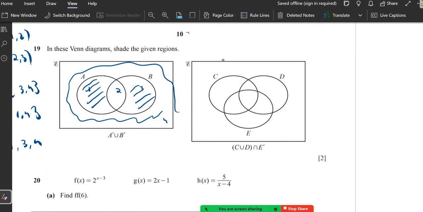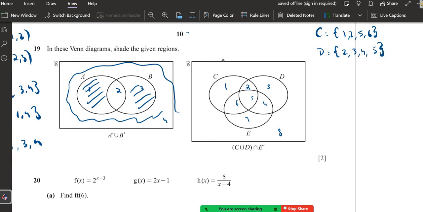Moving on to the second part, again just follow my technique, write down the numbers 1, 2, 3, 4, 5, 6, 7 and 8. C includes the elements 1, 2, 5, 6. D includes 2, 3, 4, 5, and E includes 4, 5, 6, 7. Okay. Now it's saying C union D. We don't need to change anything, we just need to find something new, which is E complement. E complement refers to all the numbers excluding E. So it's going to be 1, 2, 3 and 8.